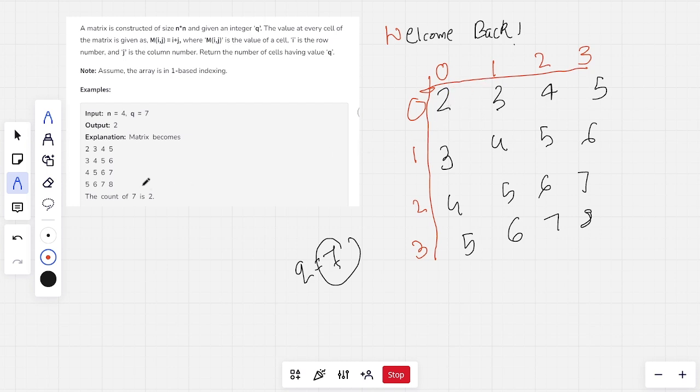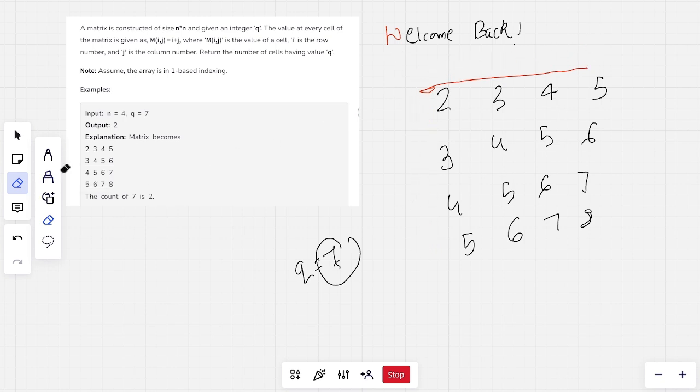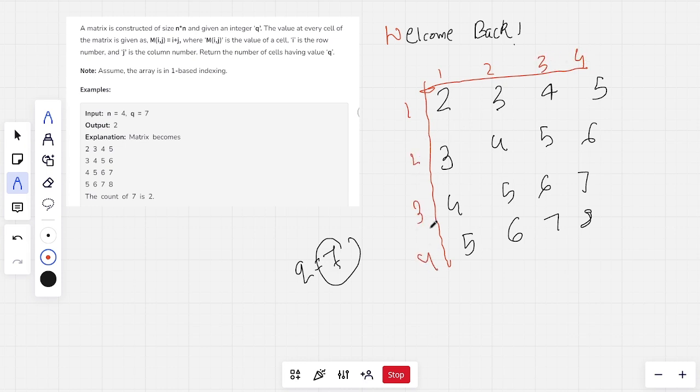Let me just clarify, because they have started the numbering from 1. So for this, I can do the numbering from 1: 1, 2, 3, 4, and 2, 3, 4. So 1 plus 1 is how much? 2. 2 plus 1 is 3. 3 plus 1 is 4. 4 plus 1 is 5.